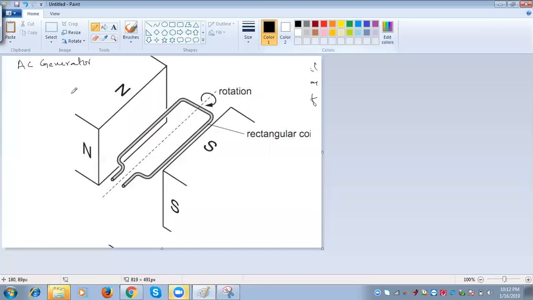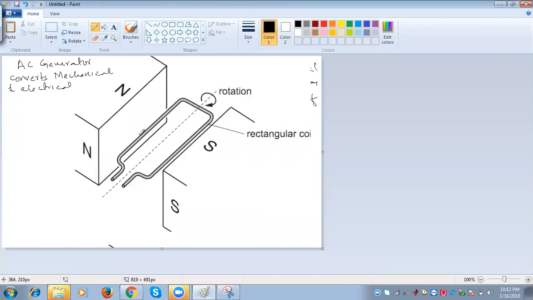Okay, so AC generator. An AC generator converts mechanical energy to electrical energy. Mechanical means the coil has to rotate. Here the coil is rotating in clockwise direction about an imaginary line.